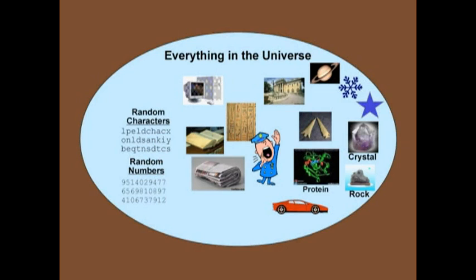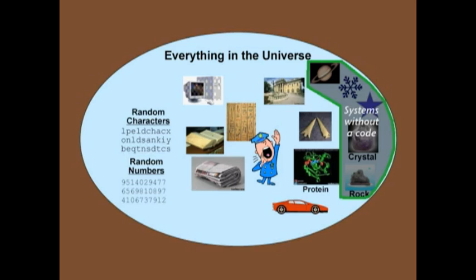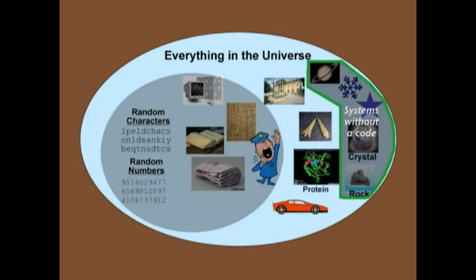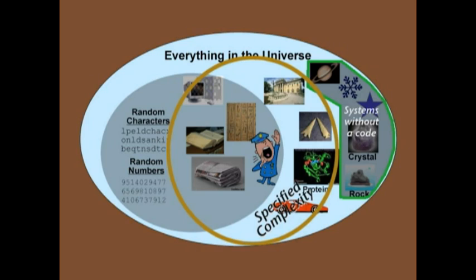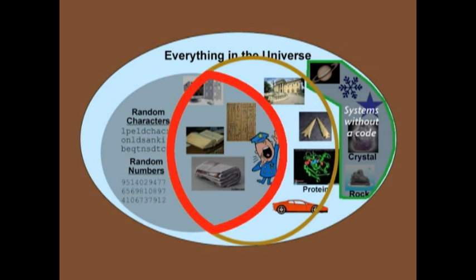So we see here is a complete universe. You see systems without code, for example, stars and snowflakes and crystals. You see random characters, which are also outside of the definition domain. And you see here proteins and cars and so on. We say that is specified complexity, but it's not information. The field, the red one, that's my definition of information. It is always possible to find out if a system is within or outside of the definition domain.